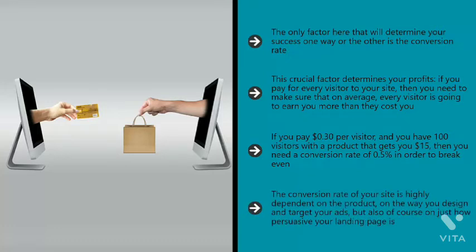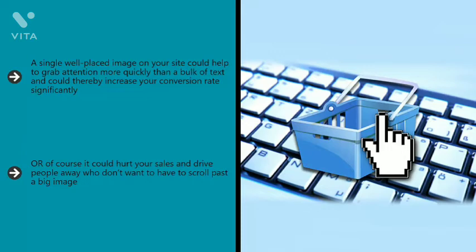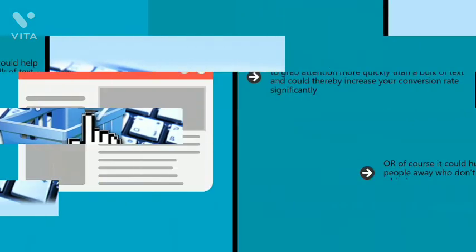The conversion rate of your site is highly dependent on the product, on the way you design and target your ads, but also, of course, on just how persuasive your landing page is. A single well-placed image on your site could help grab attention more quickly than a bulk of text and could thereby increase your conversion rate significantly. That one change could make the whole operation profitable. Or, of course, it could hurt your sales and drive people away who don't want to have to scroll past a big image. How can you know which one works? Simple, by conducting a split test.